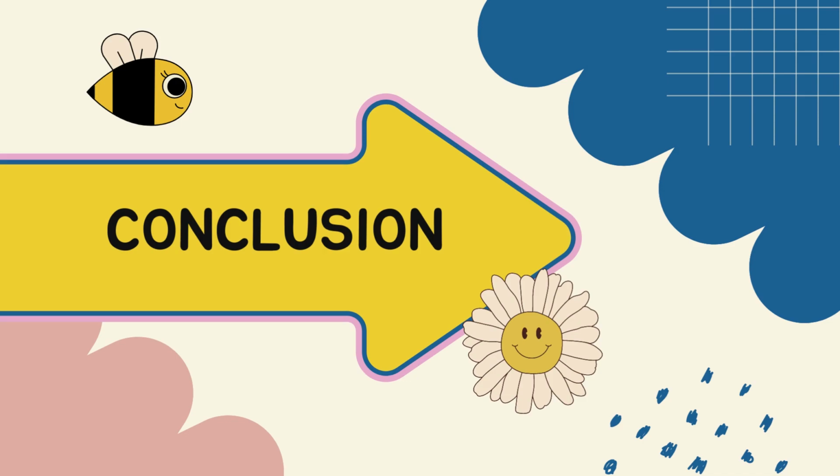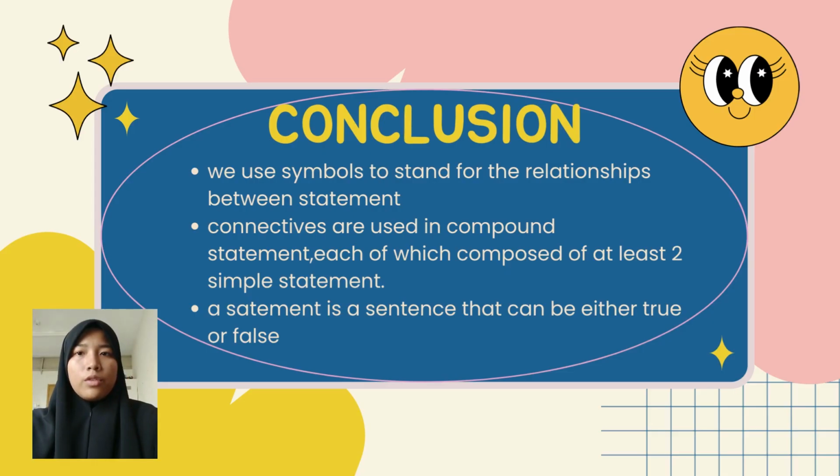For the conclusion in this topic, we use symbols to stand for the relationships between statements. These relationships are made by logical connectives such as conjunction, disjunction, negation, and conditional. Connectives are used in compound statements, each of which is composed of at least two simple statements. Lastly, a statement is a sentence that can be either true or false.